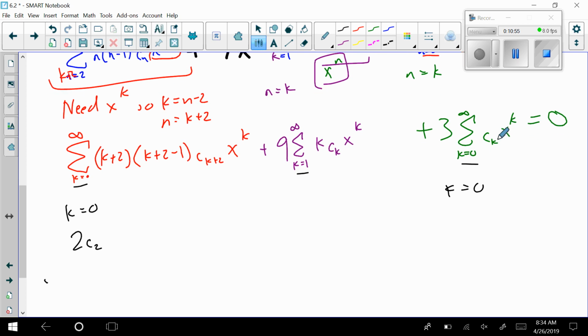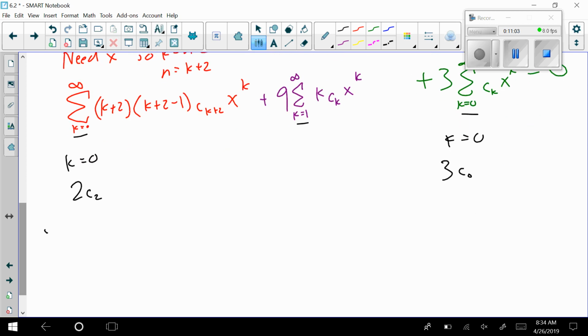But here, as I go after this one, this would be a 3 c sub 0 and then x to the 0. Okay, now they should all be aligned, right? They should all be aligned. So I think I can get away with just doing this math here. This is 3 c sub 0 plus 2 c sub 2 plus, now I have a single summation from k equals 1 to infinity. And now I just go in here and I try to tackle all these together.